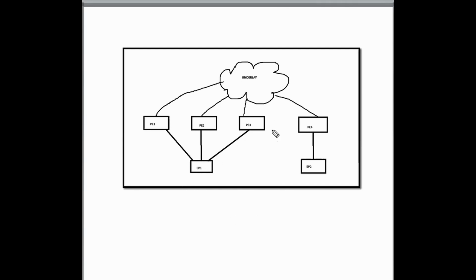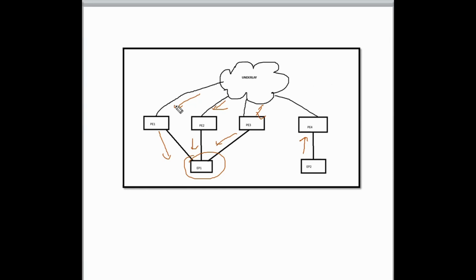So endpoint 2 in this case will generate a broadcast packet which will be received by PE4, and as it's a broadcast packet it will be sent by PE4 towards all the other PEs that are participating in the same VPN, or the other leaves who have the same VLAN to VNI mapping configured. So this broadcast packet will be received by PE3, PE2 and PE1, and subsequently as these PEs have an endpoint in the same VLAN, they would forward this frame towards endpoint 1. This way endpoint 1 will end up receiving multiple copies of the same broadcast packet.